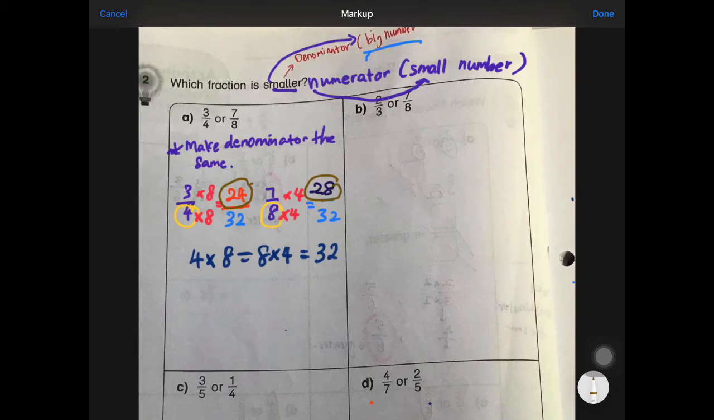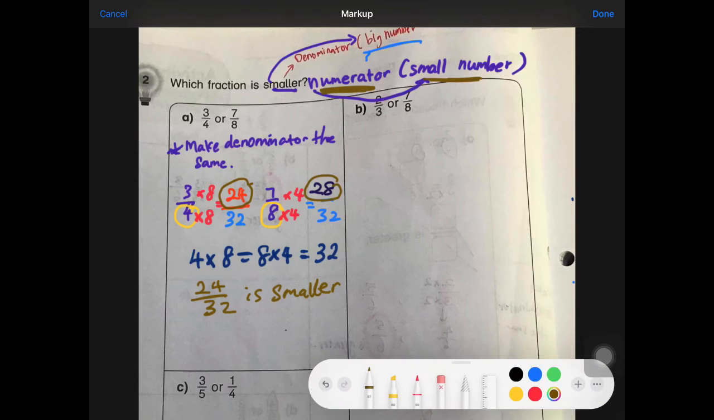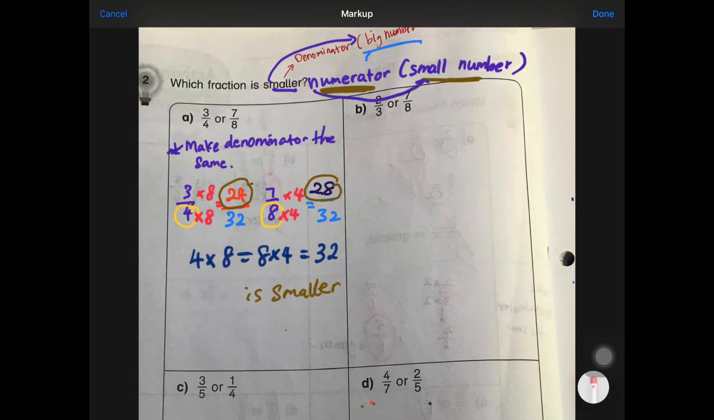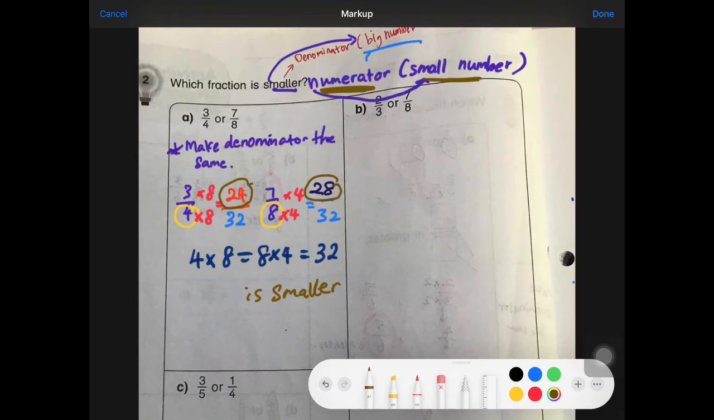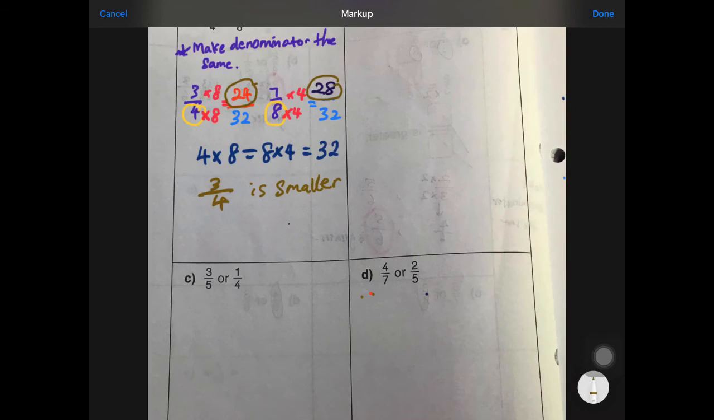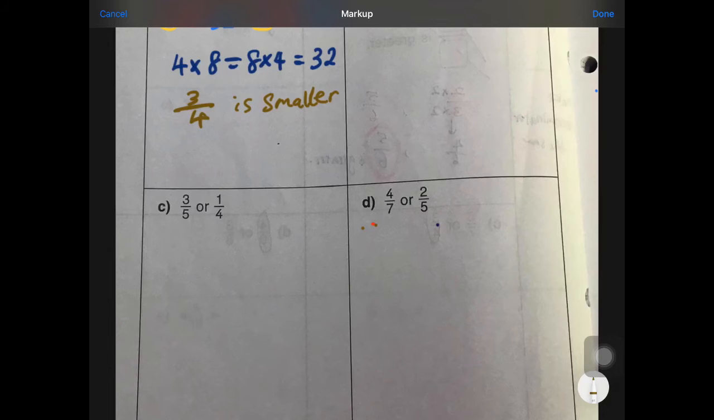So which one is the small number? 24, because we are comparing the numerator, right? So you have to look for the small number. So can we write 24 over 32 is smaller? No. Why not? It's 24 over 32, right? Must write the original number. Yes, you must write the original number, which is 3/4.